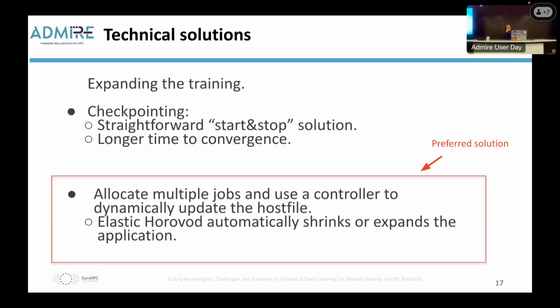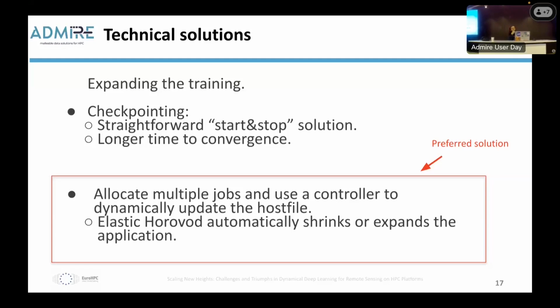This can be done. It's relatively simple. It's already implemented in all deep learning frameworks. But it also means a longer time to convergence, in the sense that you probably waste some time retrieving older checkpoints and restarting the job.